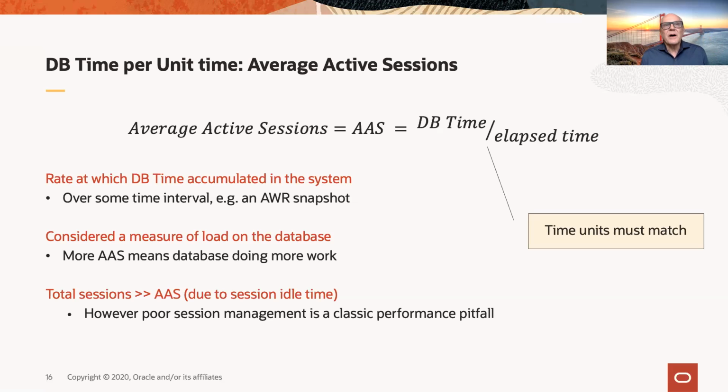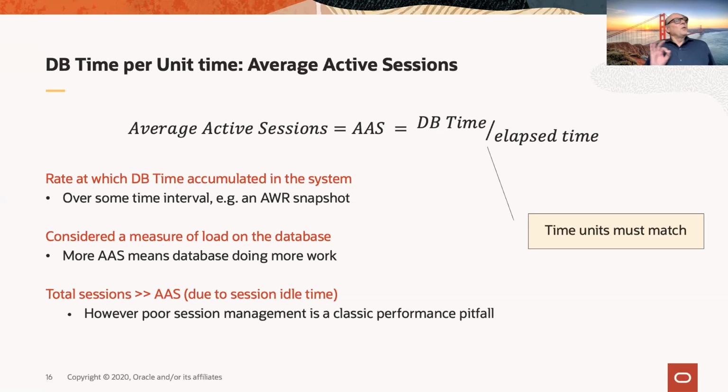So if I have a database with 1,000 sessions connected to it, and the average active sessions is 20, and I have another database with only 100 sessions connected to it, but the average active sessions is 40, well, the second database is bearing twice as much load as the first one, in spite of the fact that it has many fewer total sessions, right?